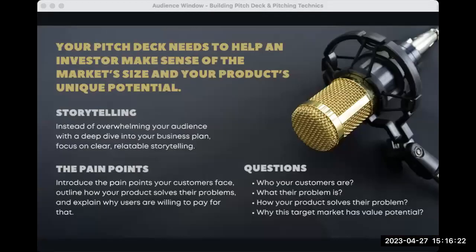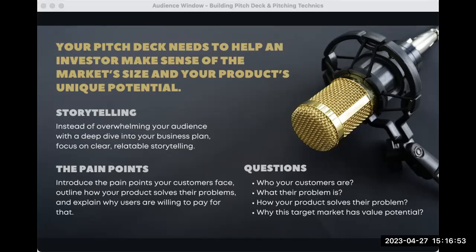Okay, let's talk about the pitch deck, right? When it comes to creating a pitch deck, it's absolutely important to keep in mind that investors want to make sense of the market size and your product's unique potential, right? They're looking for products that can blow up, that capture big market share and so on.